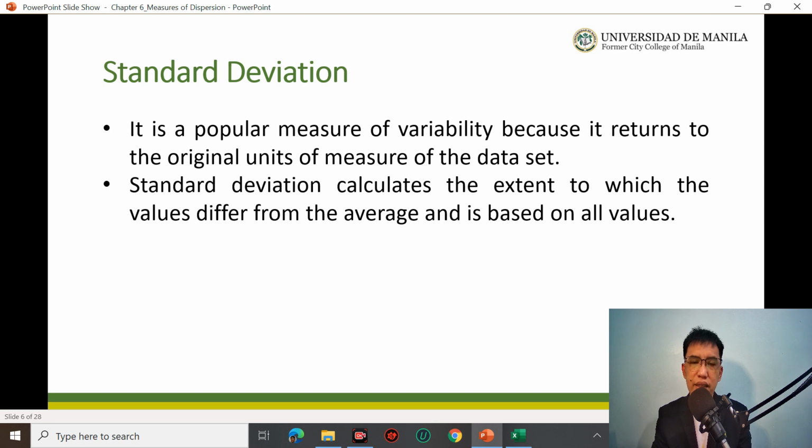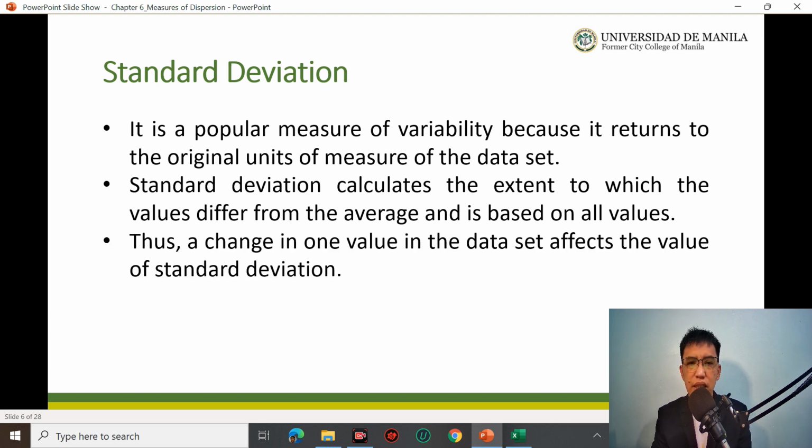And the standard deviation calculates the extent to which the values differ from the average and is based on all values. So, ang kagandahan nito, we are talking about the extent to which each individual value is different from the average, or the center, or the measure of central tendency. It is based on all values. Our reference here is the central tendency.